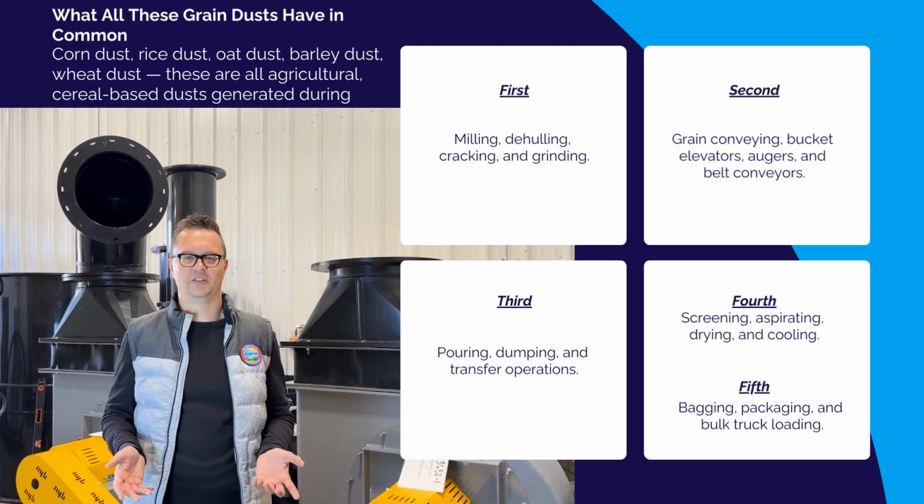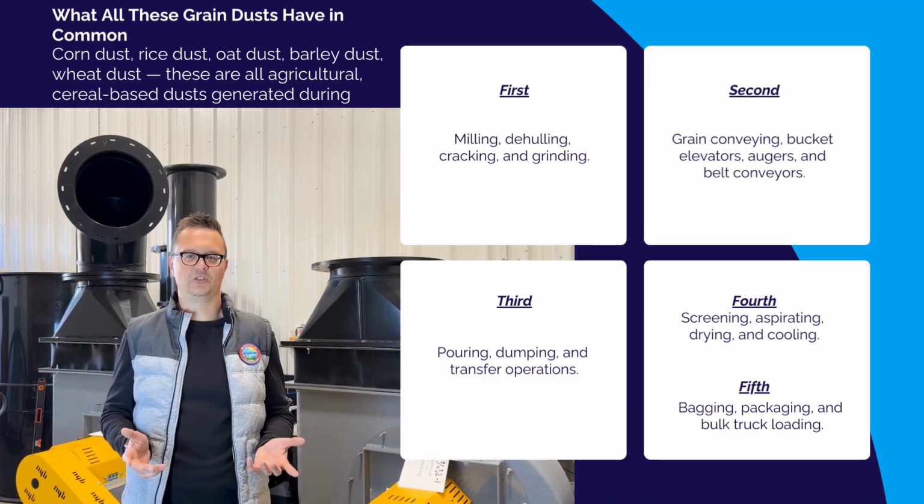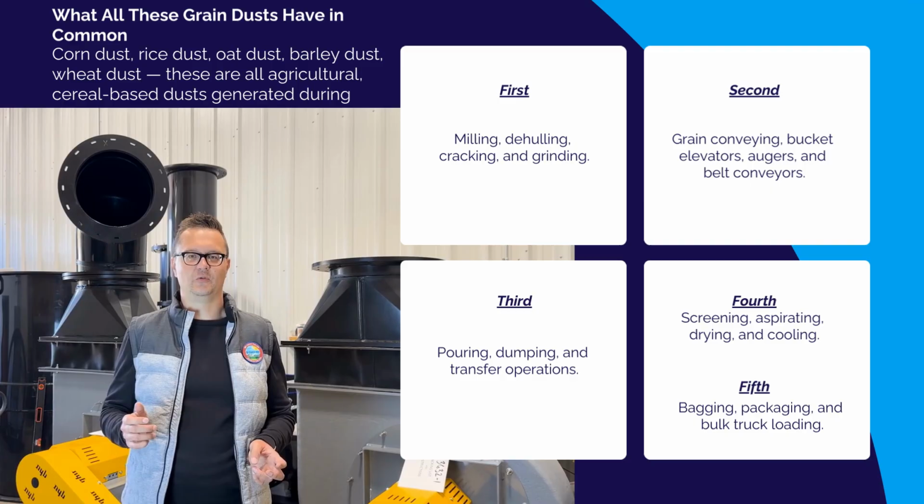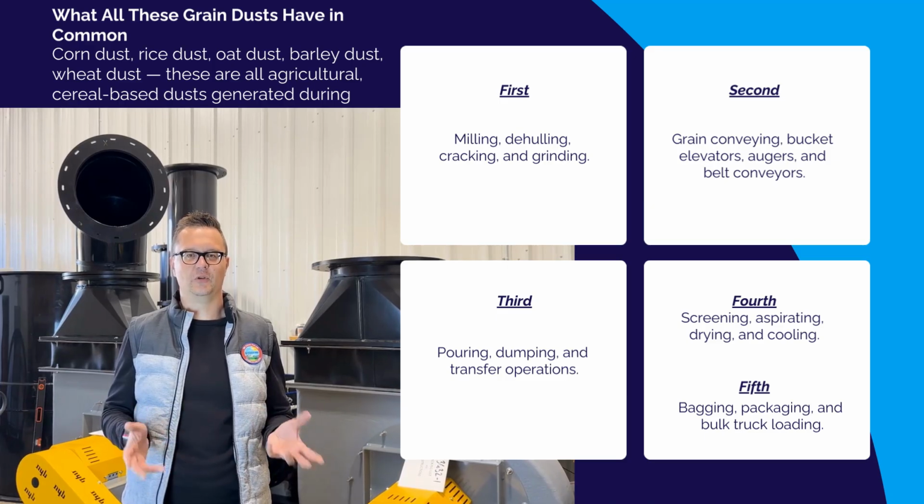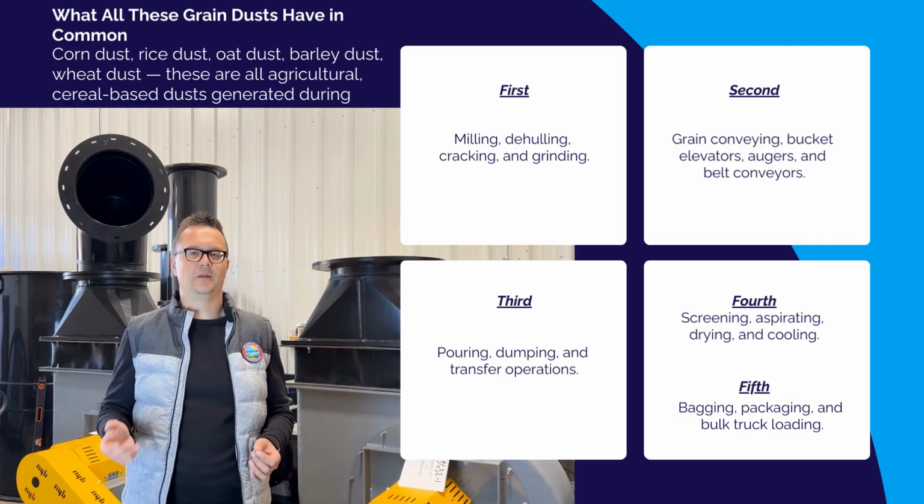What all these grain dusts have in common: corn dust, rice dust, oat dust, barley dust, wheat dust. These are all agricultural cereal-based dusts generated during, first, milling, dehulling, cracking, and grinding. Second, grain conveying, bucket elevators, augers, and belt conveyors. Third, pouring, dumping, and transfer operations. Fourth, screening, aspirating, drying, and cooling. Fifth, bagging, packaging, and bulk truck loading.